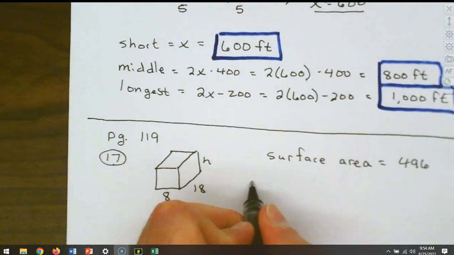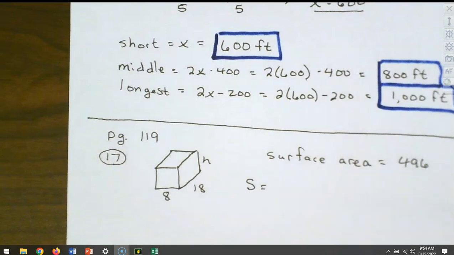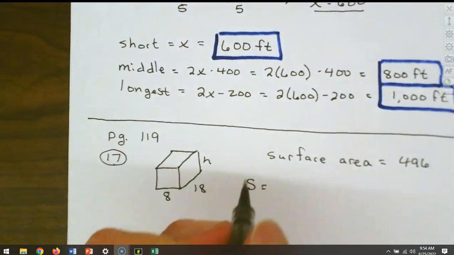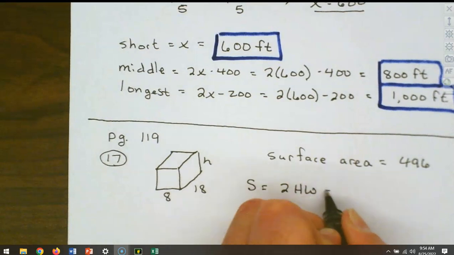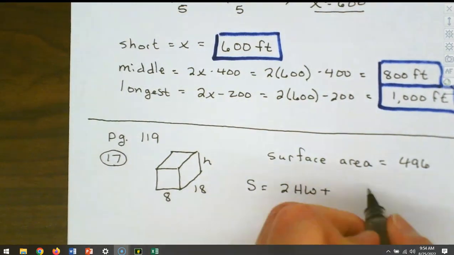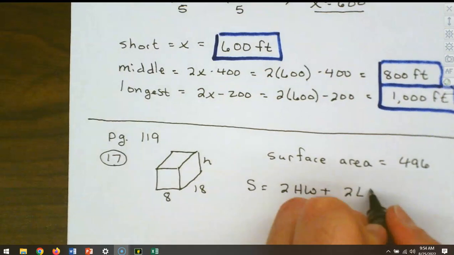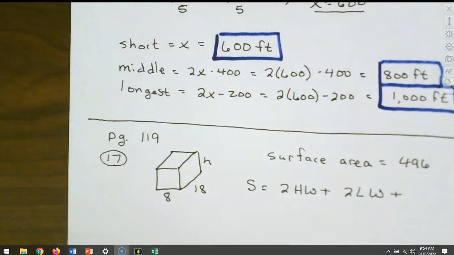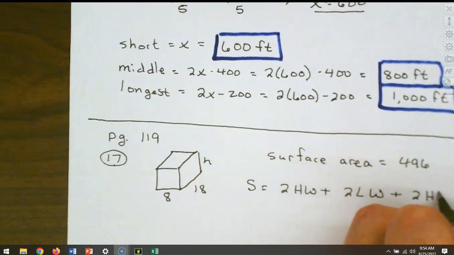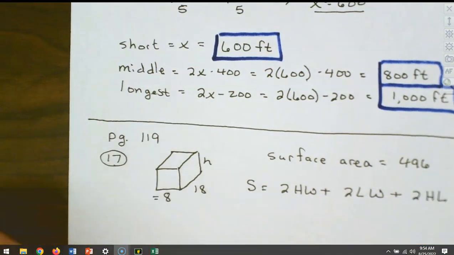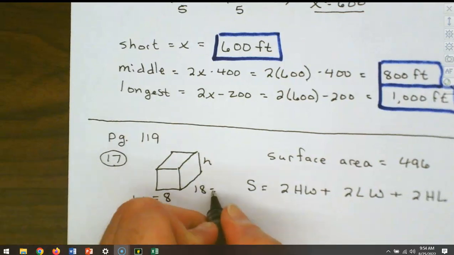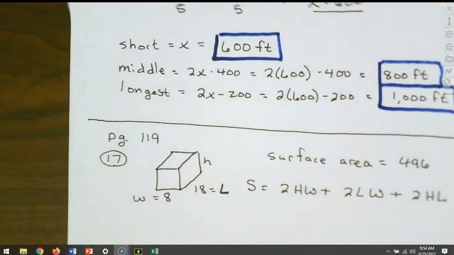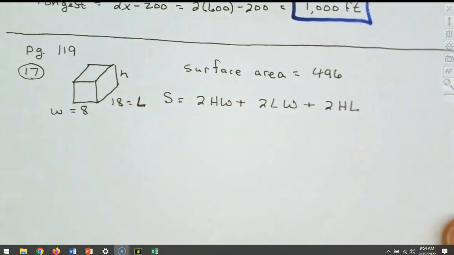So the surface area, S, is 2HW, plus 2LW, plus 2HL. So this is going to be our H here. So we're going to be finding that. H is H. We've got a length and we've got a width. So this is going to be our W, and this is going to be our L. It doesn't matter which one is which. We just plug our pieces in. We've got our formula. We're going to work it through.